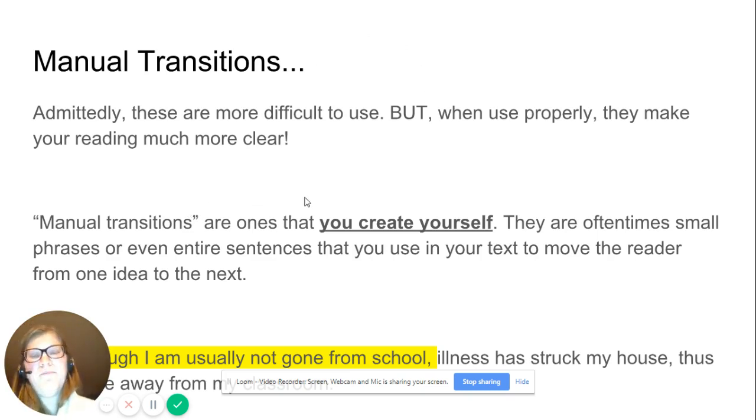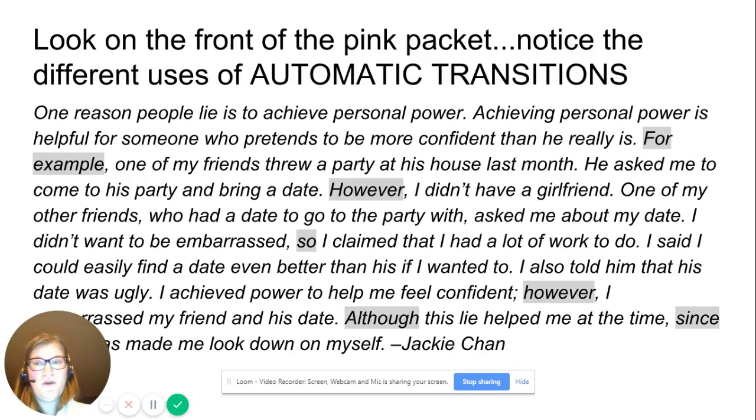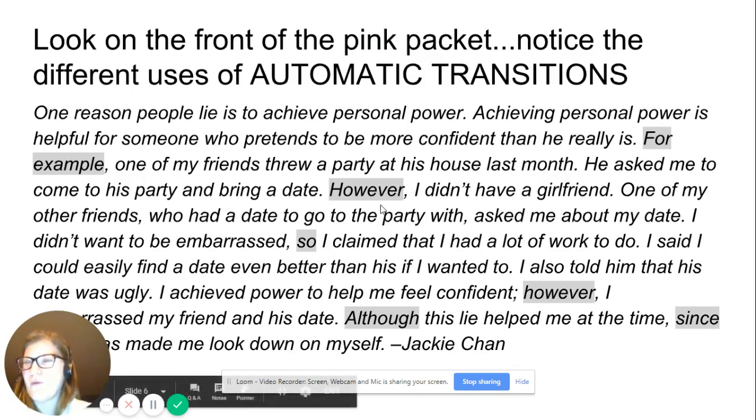So they're called manual because you create them yourself. You do this. There's not a list of manual transitions to help you. You simply have to articulate the more clear relationship between ideas. They are often small phrases or even entire sentences that you use in your text to get from one idea to the next. So unlike the automatic transitions, which are like one or maybe two words long, there's sometimes three or four.